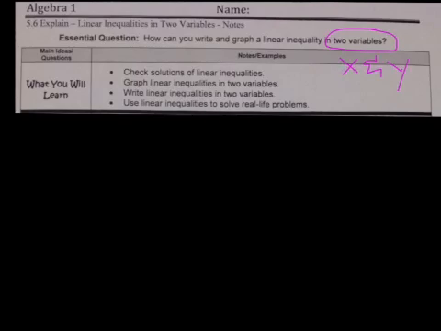The things that you're going to have to know: you're going to have to be able to check to see if something is a solution. So that's the first thing that we're going to be doing. The second thing is you are going to have to know how to graph them. You're going to have to know how to write them from word problems. And also you're going to have to be able to solve those real life word problems. So let's get started with the first section of our notes.